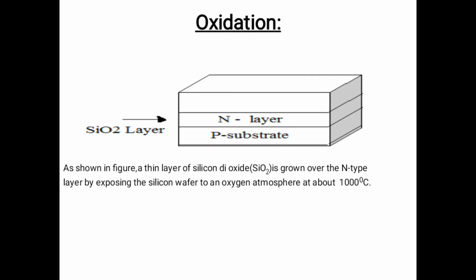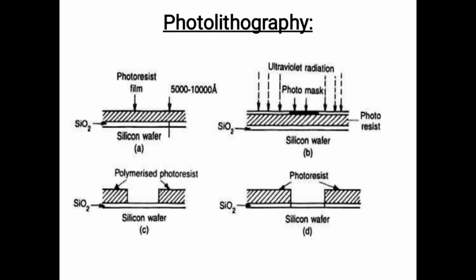Oxidation. As shown in the figure, a thin layer of silicon dioxide is grown over the n-type layer by exposing the silicon wafer to an oxygen atmosphere at about 1000 degrees centigrade.